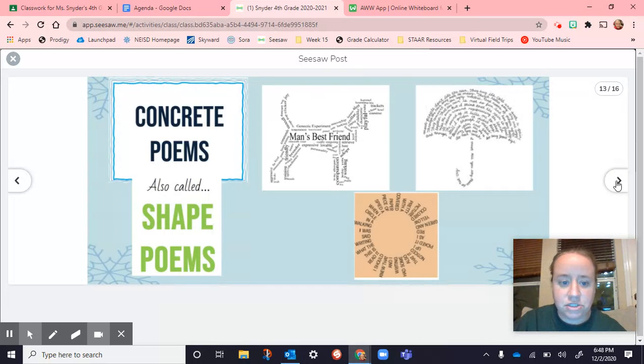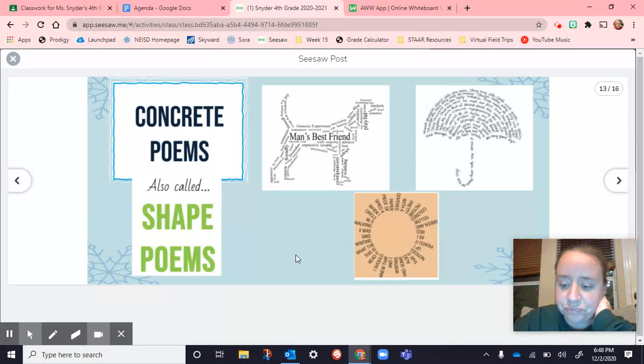All right, so repetition. And then we stopped here with concrete poems. So these are fun too. These can also be called shape poems because if you look at them, they're all different shapes. And whatever the topic of the poem is, that's usually the shape that you find it. So right away, we know that this is going to be about dogs. This is going to be about rain.